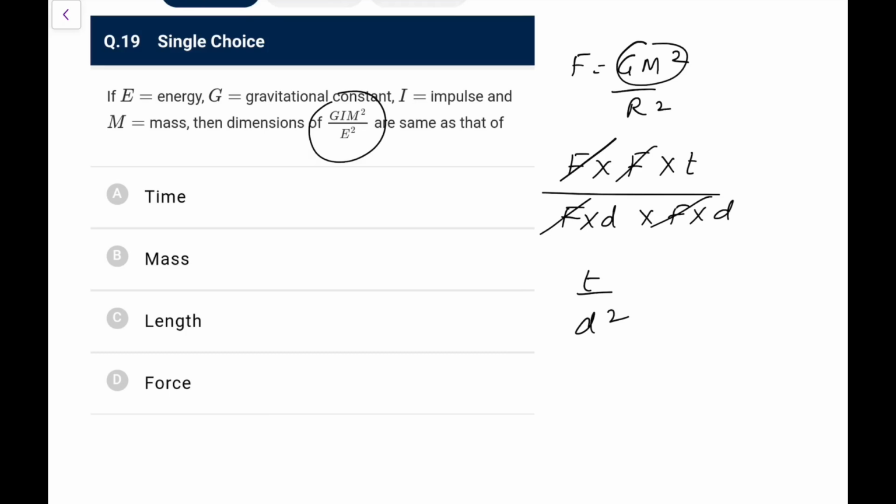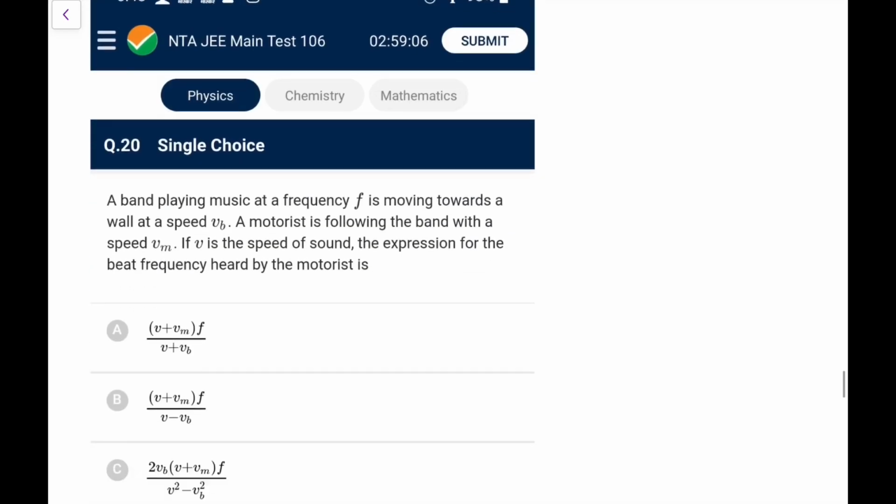So time upon distance square, let me check again. Impulse, energy, gravitational constant, GM square was F into R square, sorry. So it would be F into R square, so this R square will cancel up, so it would be only time, so go for option A. So simplify, you can get it. Next one.